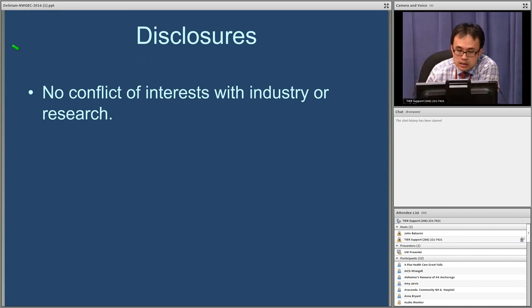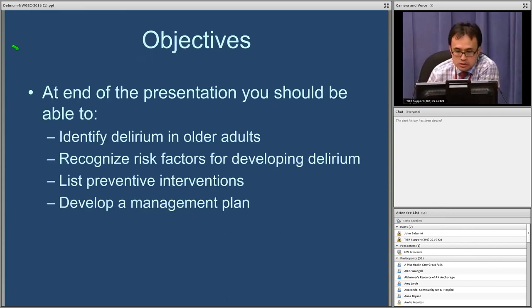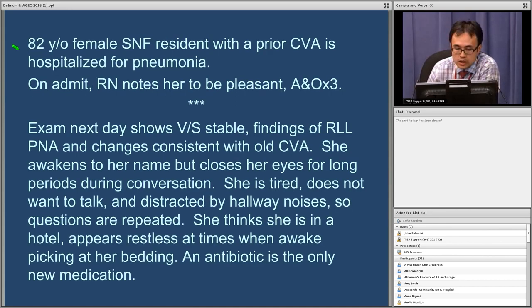Okay. So I have no disclosures, no conflict of interest with the industry or research. Hopefully by the end of this discussion you'll be able to identify delirium in older adults. And presented with different risk factors, you'll be able to identify what those risk factors are in older adults for developing this condition. More importantly, you'll be able to list some preventative interventions for older adults at risk. And if an individual does develop the condition, develop a plan of management as well.